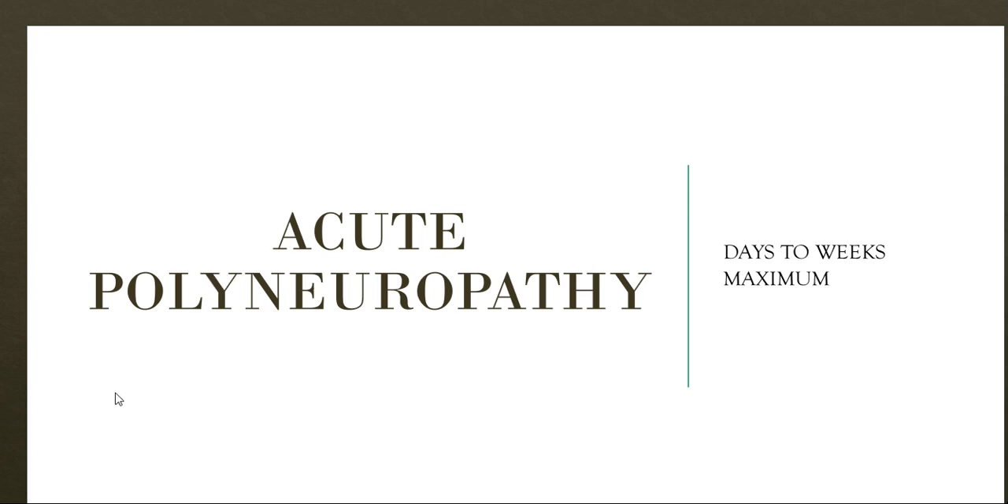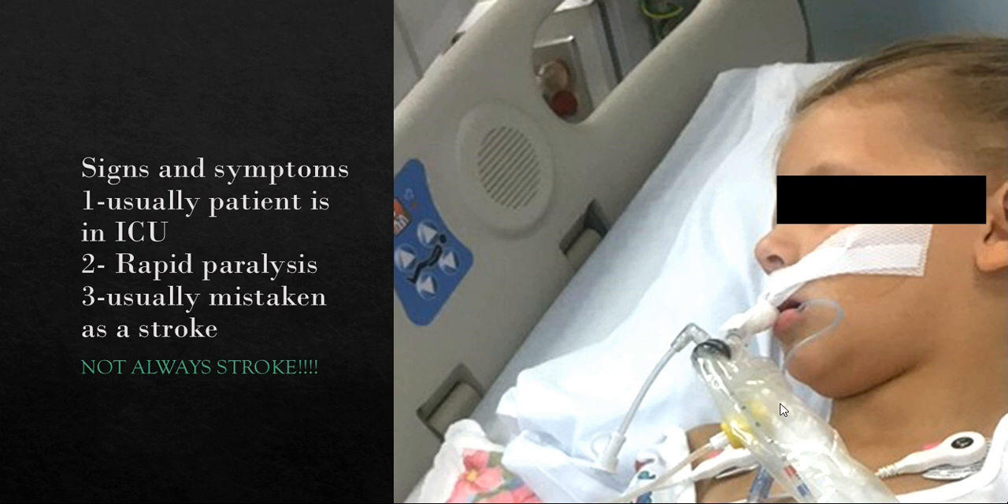And it can hit at any age. It's not dependent on the age of the patient. For example, in the next picture, you will see a child. The usual thing is that the patient sometimes, in a matter of days to weeks, loses the ability to breathe on their own, so they have to be on a ventilator.